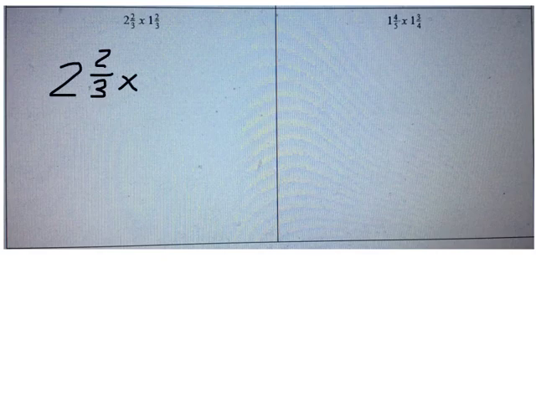Try another. What's 2 2/3 times 1 2/3? Go ahead and solve that problem now. Make sure you're taking every step in the criteria for success on the bottom of your paper.